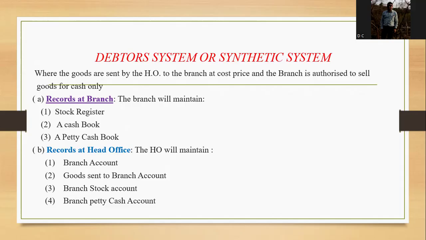Suppose at the balancing time, if there is any stock of goods lying with the branch, the same is brought into record by debiting branch stock account and crediting branch account. At the beginning of the next year, in order to transfer the balance of stock account, branch account is debited and branch stock account is credited.